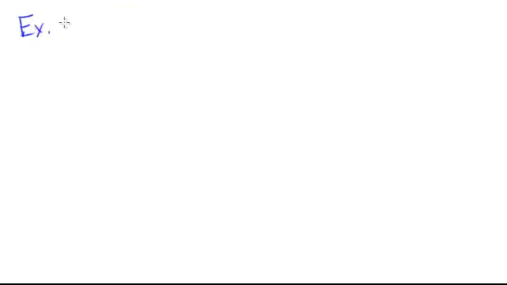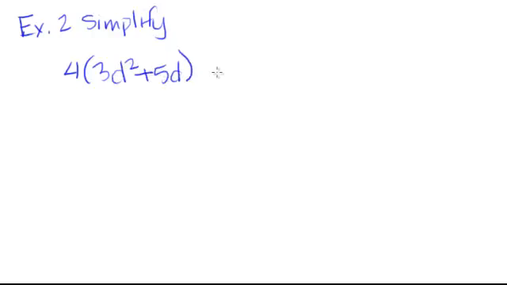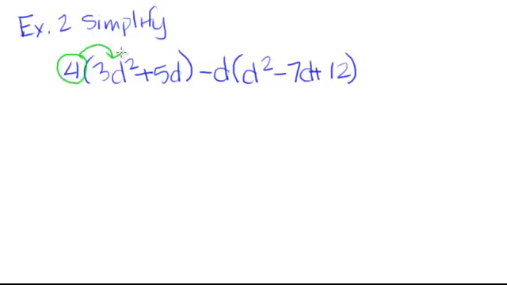Example number 2. I'm going to simplify. And this is going to be 4 times 3d squared plus 5d, close parentheses, minus d, open parentheses, d squared minus 7d plus 12, close parentheses. Whenever I have a monomial to the left of a parentheses and a number, the same thing, I distribute that number or that monomial to everything inside that parentheses. When I say distribute, that means it's multiplying.